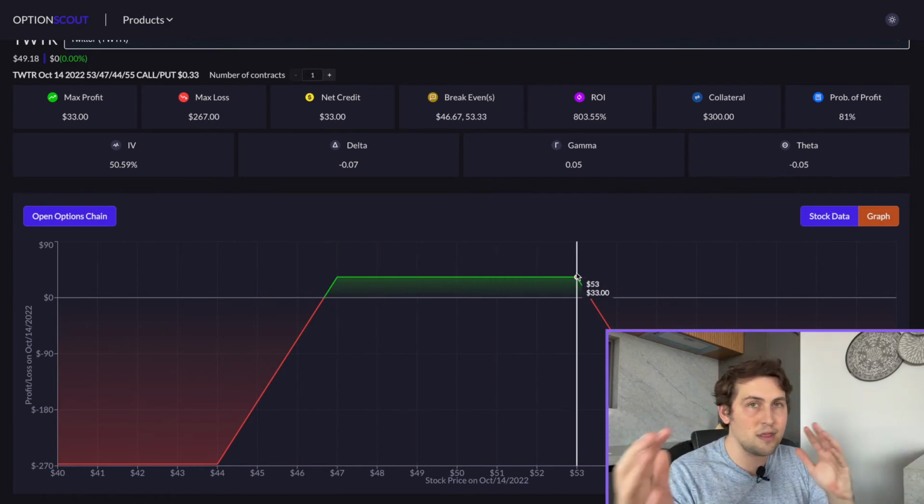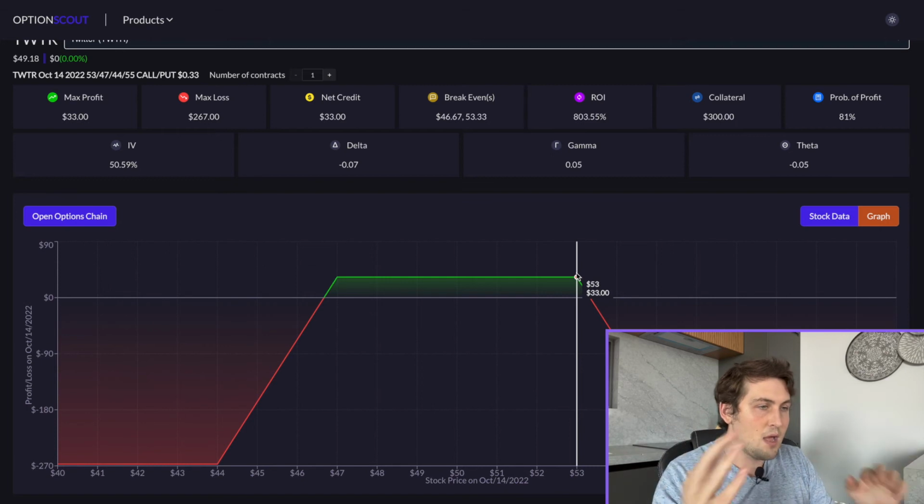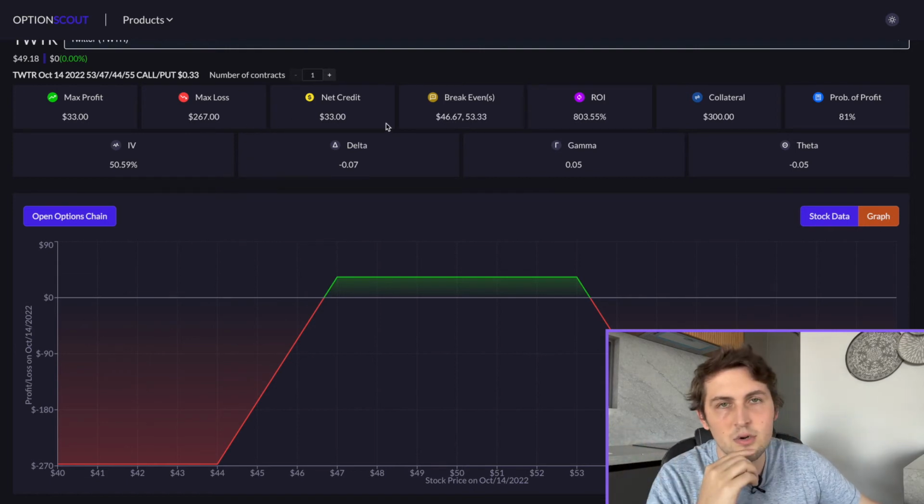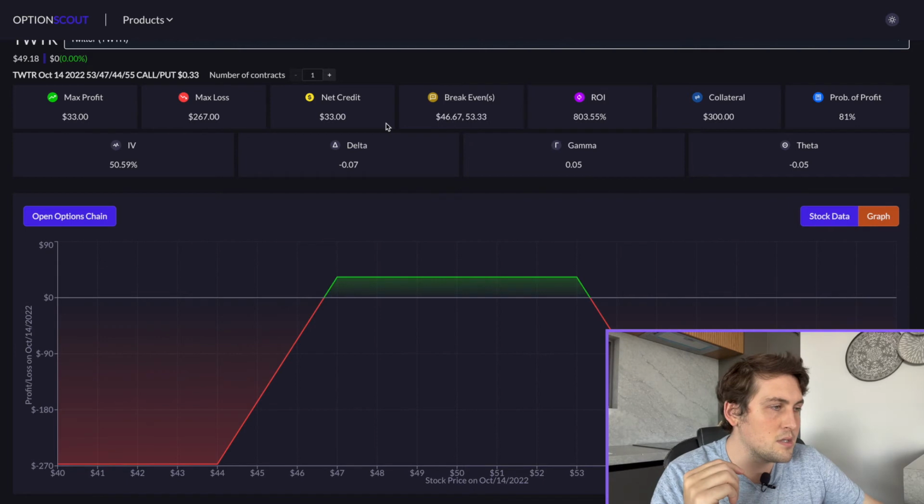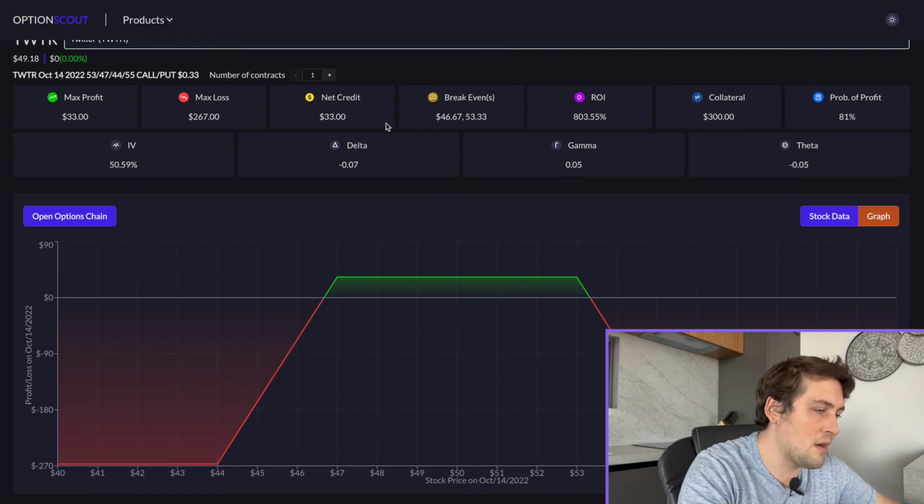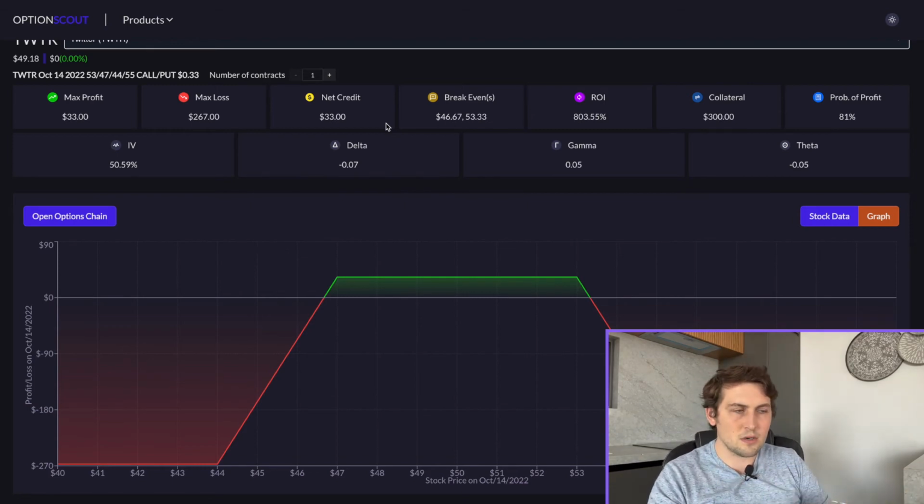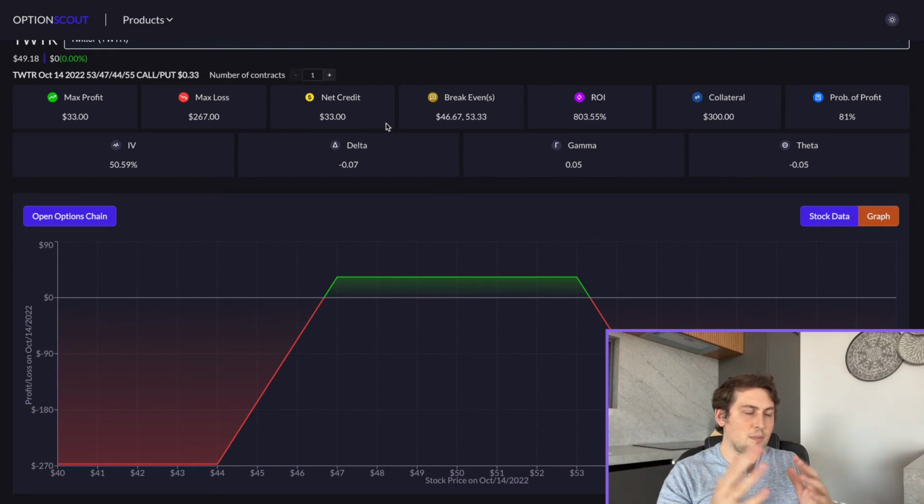So anything between there, if Twitter stays between there, I net $33 by only putting up $300 of collateral, or it might be $267 or so, depending on the trading exchange you're utilizing this on. So yeah, that's the setup for an iron condor. Now, if you want to increase your risk or increase your reward, you just choose different strike prices.